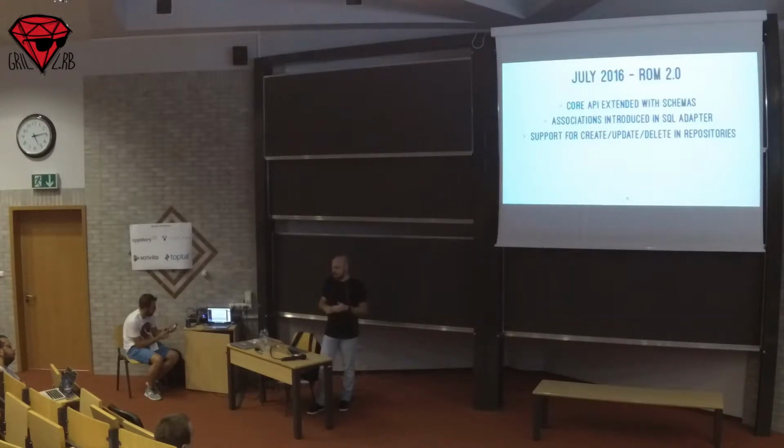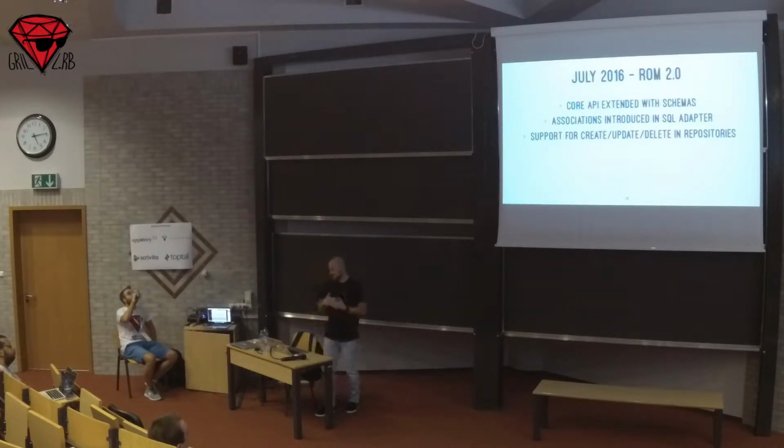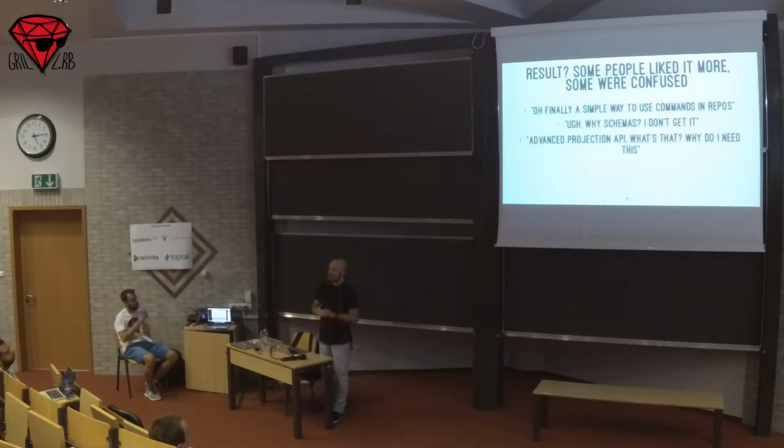That was even bigger release. The core API was extended with the idea of relation schemas, which allow you to define attributes for your relations with names and types and meta information. We added the first version of association model, and we added it to SQL adapter only. And we also added support for create, update, and delete commands to repositories, which was badly missing. So that was a big release, and the result was a bit better. Some people actually liked it, and more people started using it. But still, a lot of people ended up being confused.